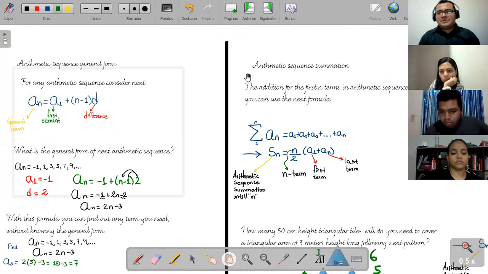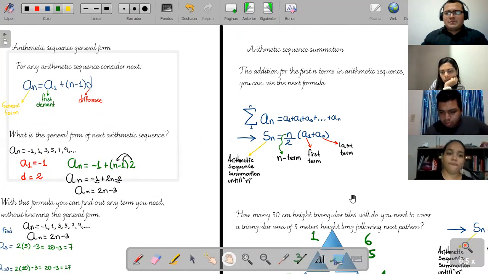So that's everything about the arithmetic sequence. Three things we studied. The first one, check if a sequence is arithmetic or not. The second one is discover the formula for this one. And the third one is find the summation of the first terms that we have in the arithmetic sequence. But there's another sequence. Can you remind me what's the name of the other one?